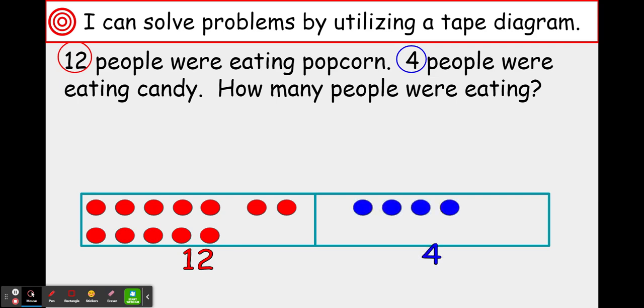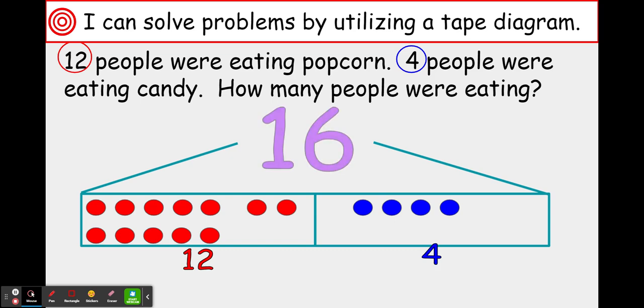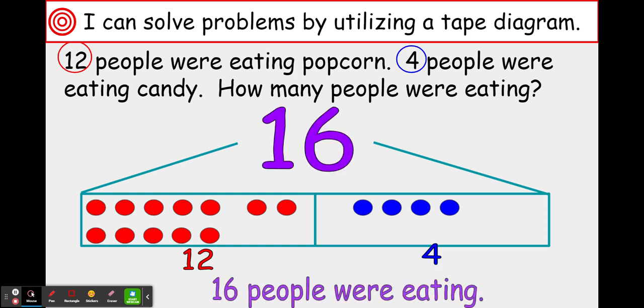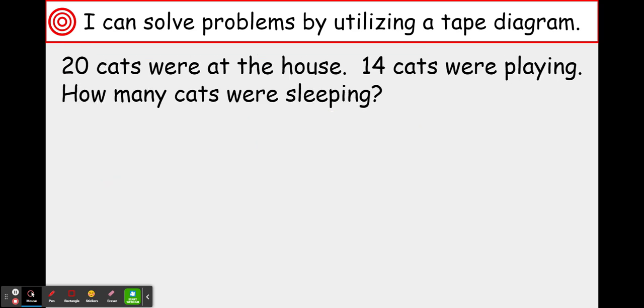Now, how many, again, is a key word that you need to add. So 12 plus 4. I keep 12 in my head, and I'm going to count up. 12, 13, 14, 15, 16. So there were 16 people eating.